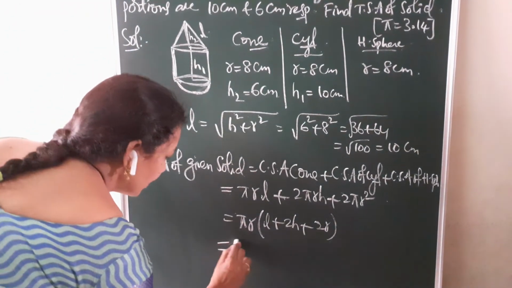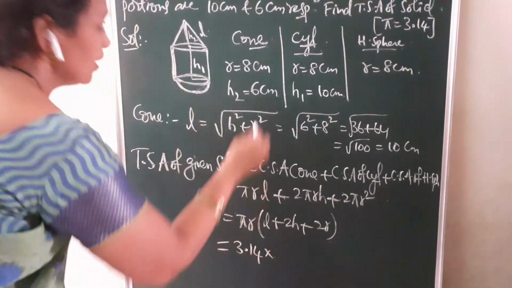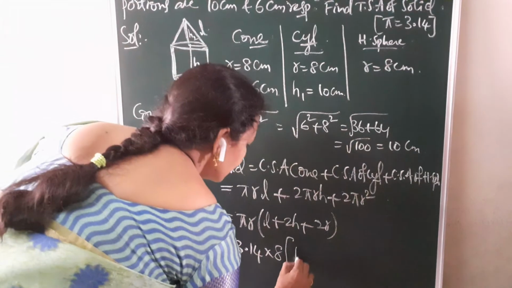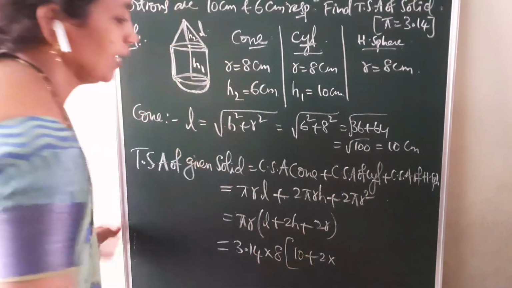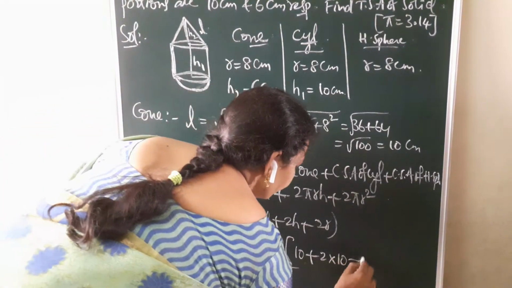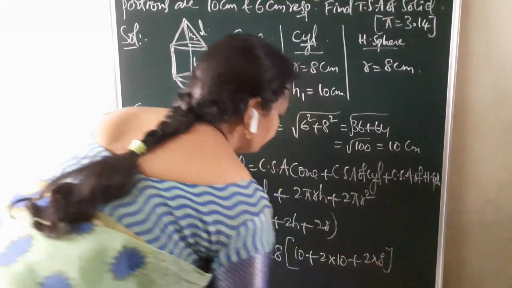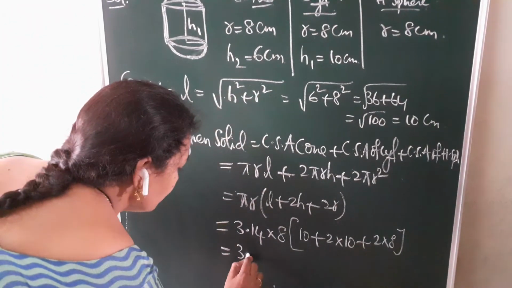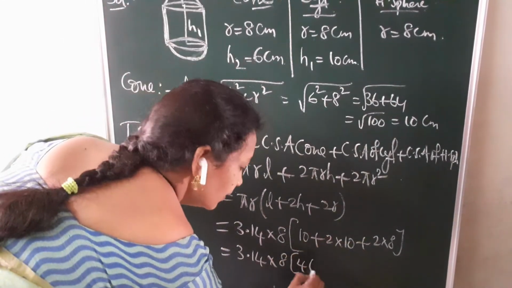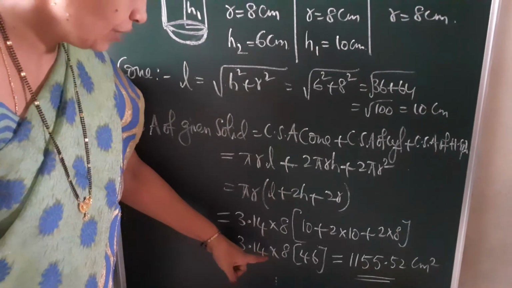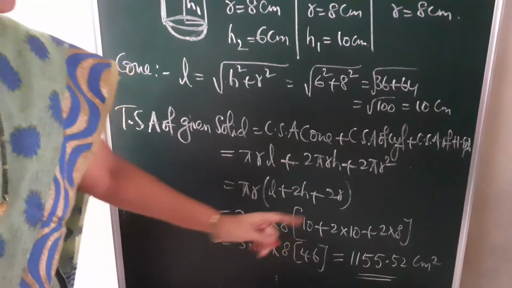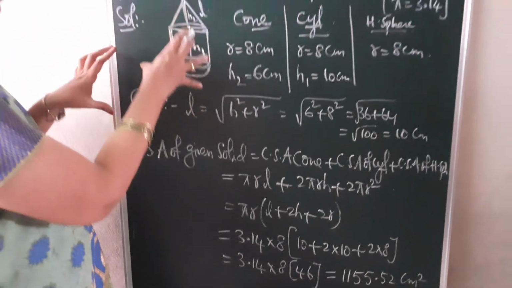Then substitute the values. Pi is 3.14 into r, the common base radius, 8 centimeters, into l which is 10 centimeters, plus 2 into h. h is in the cylinder, so you have to take 10. 2 into 10 plus 2 into r, which is 8. That is 3.14 into 8 into 20 plus 10 plus 16, which is 46. On multiplication, 8 into 46 into 3.14 is 1155.52 centimeters square. So the total surface area of this solid is 1155.52 centimeters square.